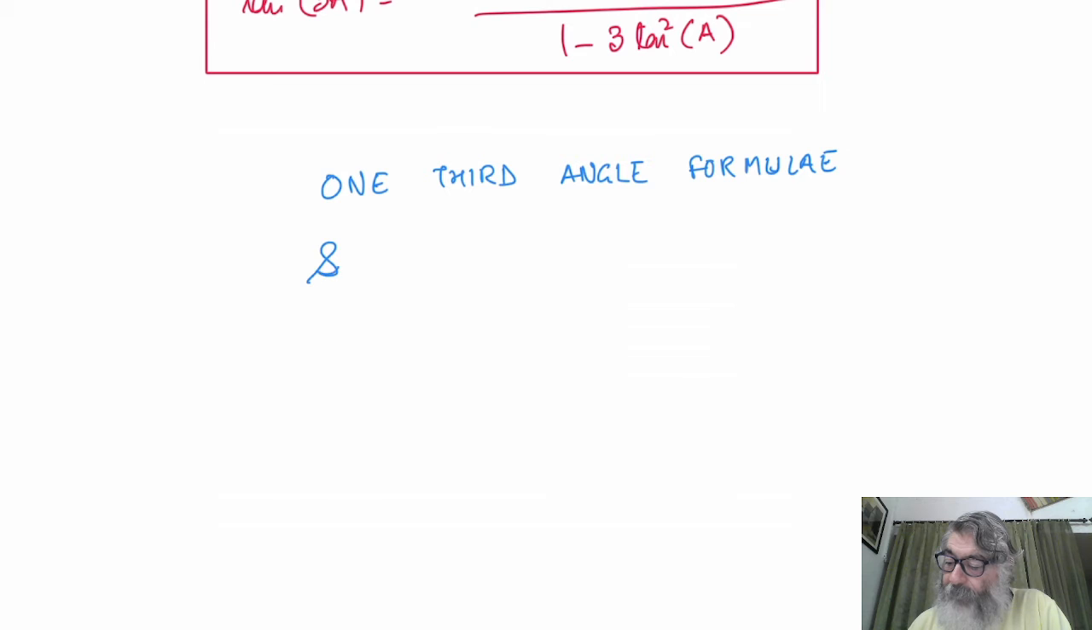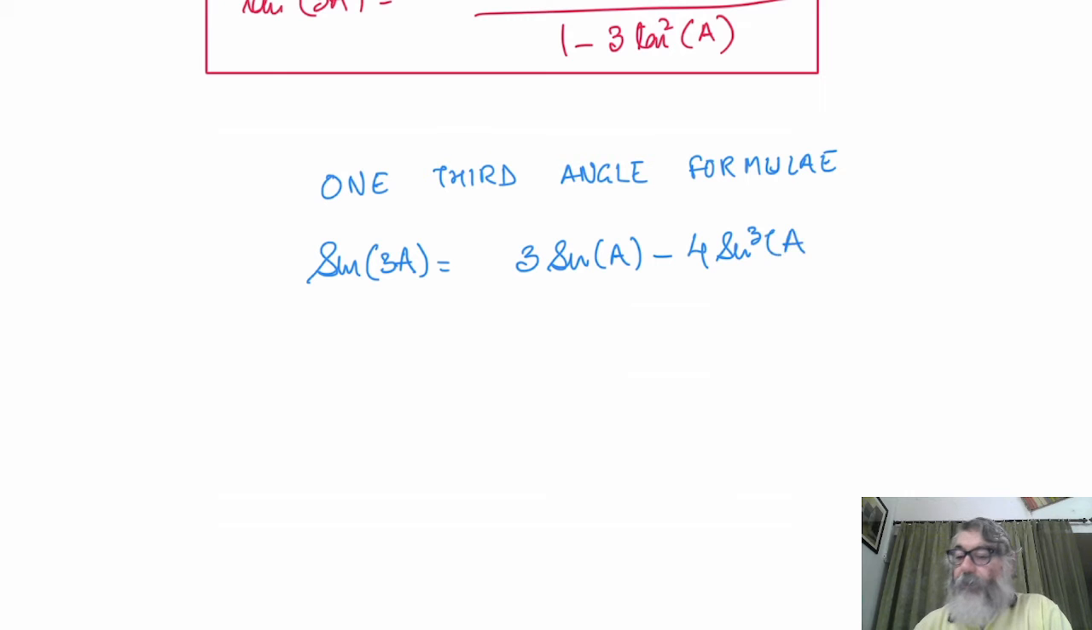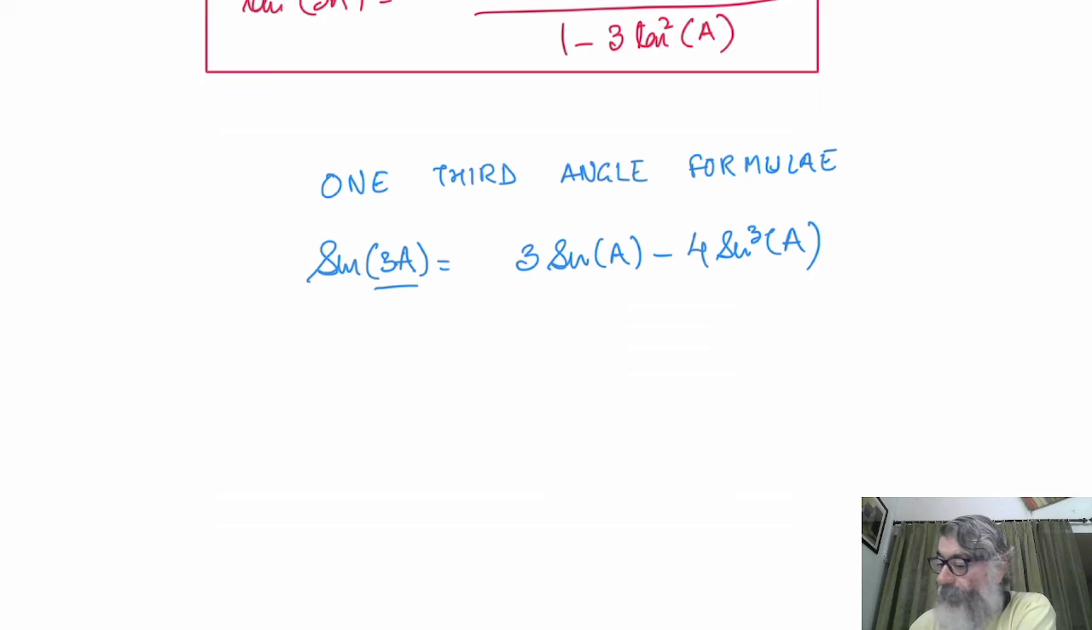Like sin 3A is 3 sin A minus 4 sin cube A. Sin 3A is 3 sin A minus 4 sin cube A. Now what happens? If 3A is replaced by A, instead of 3A, I replace it by A.